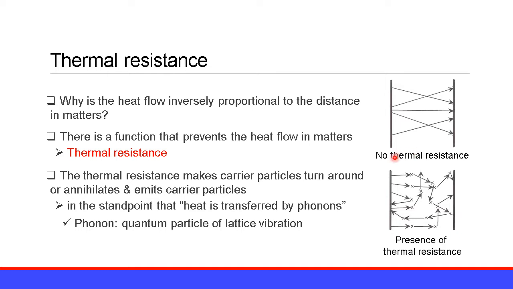So this illustration shows the case of radiative heat transfer in air, in space. One side emits a photon, and it reaches the other side without any obstacles. In this case, there is no thermal resistance.